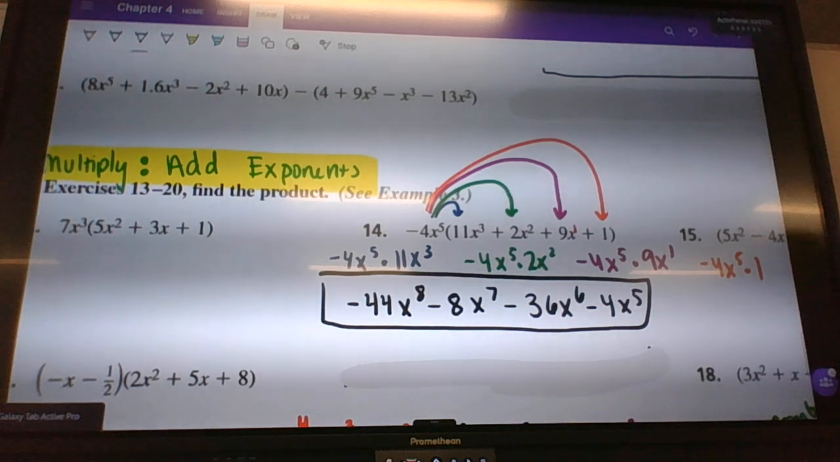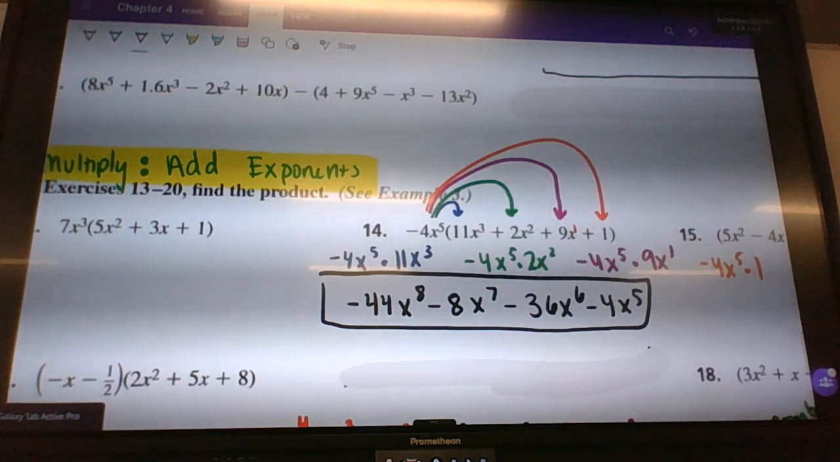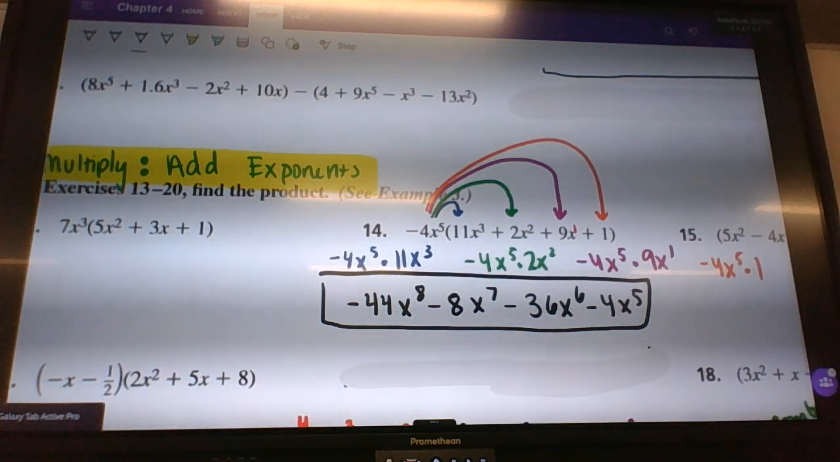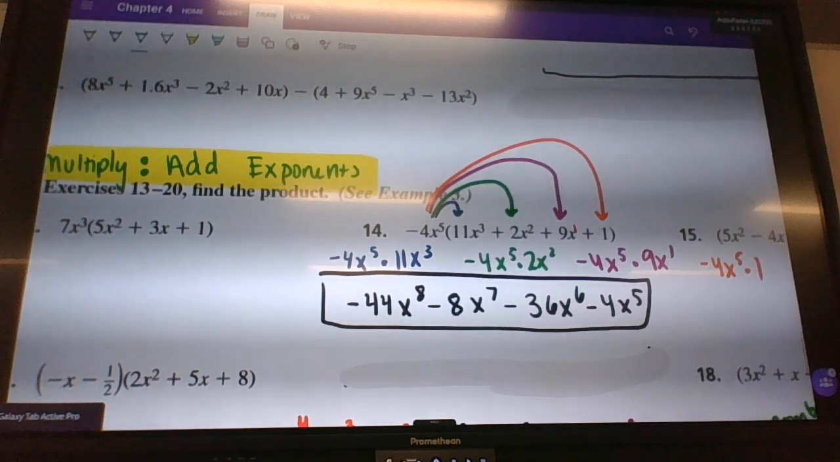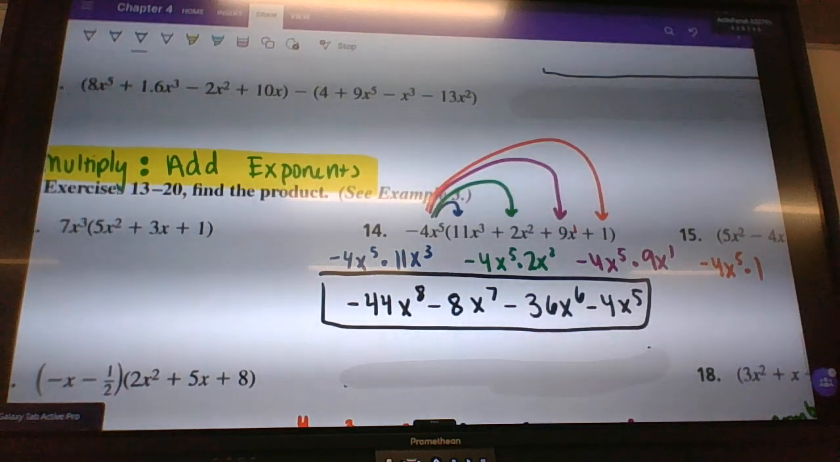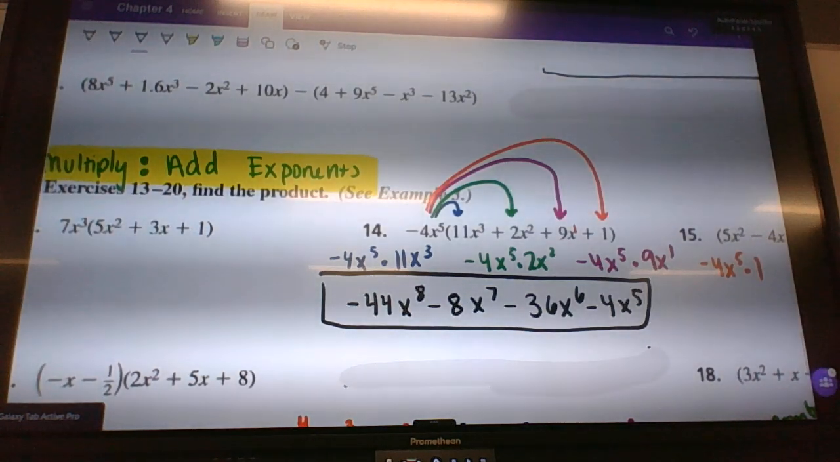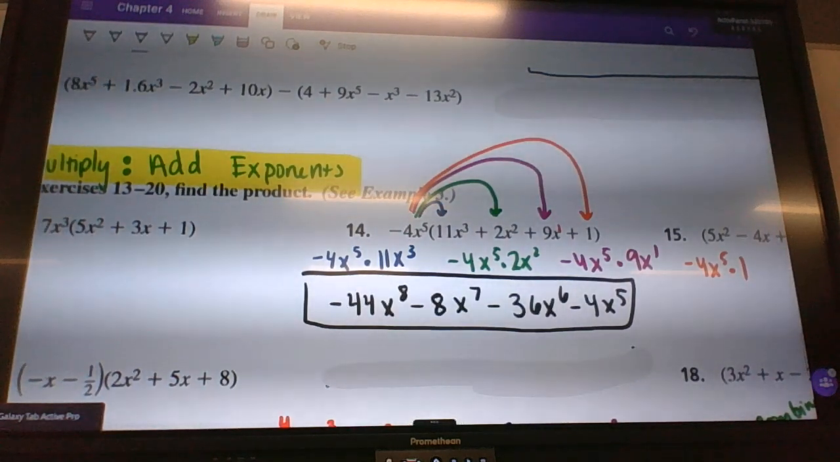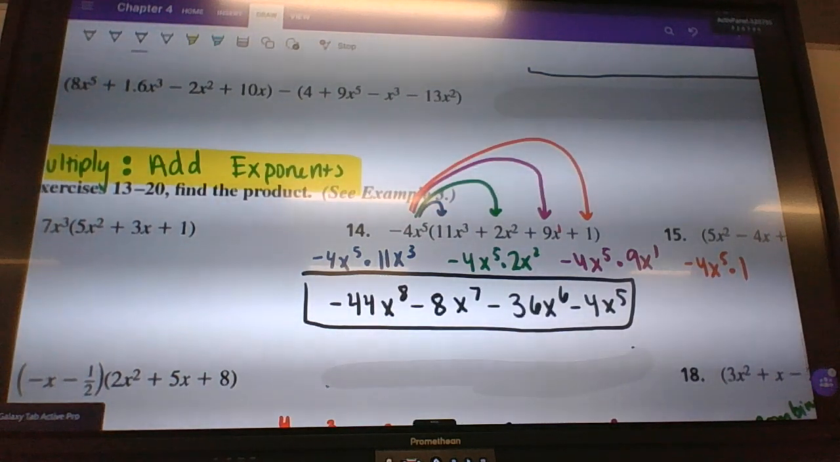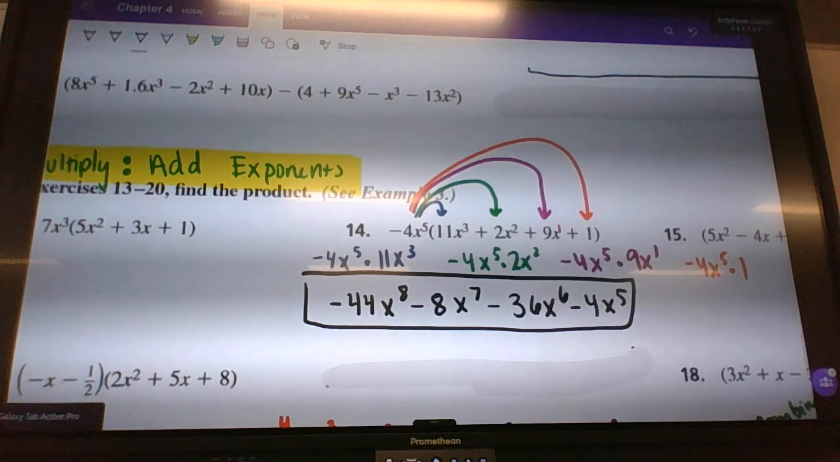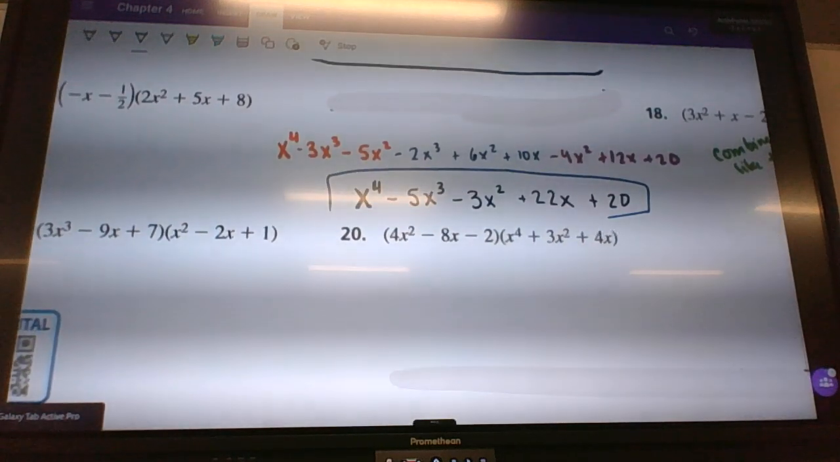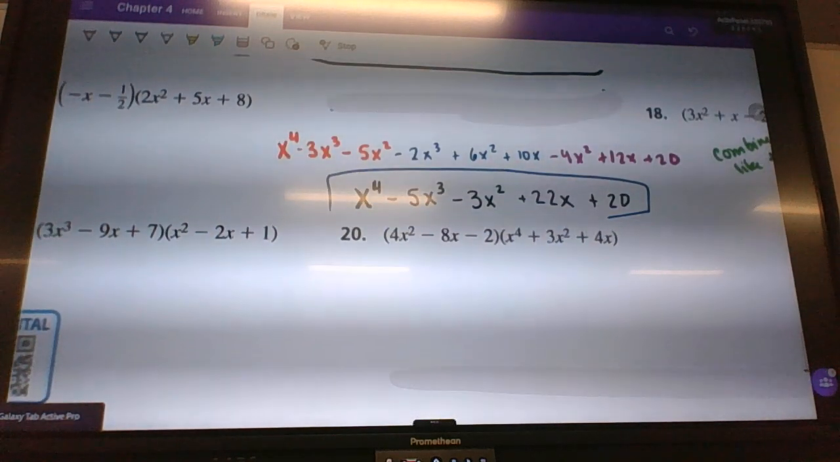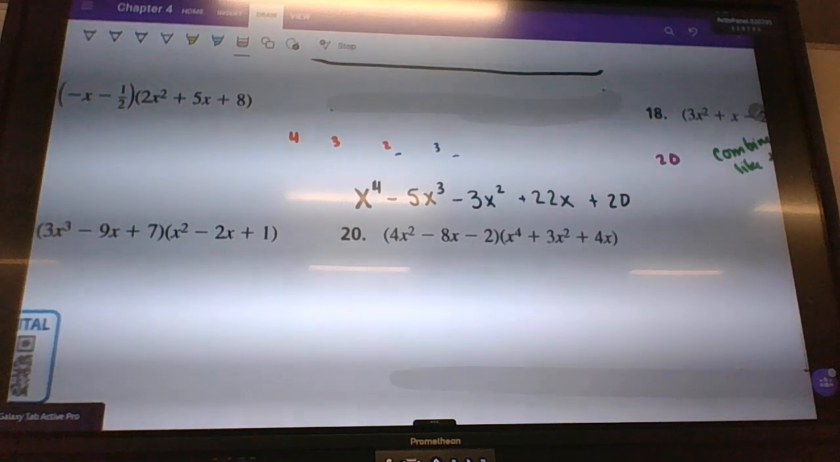Yeah, so that's a good summary. Multiply the coefficients, the numbers in front, add the exponents. You summarized that up pretty well. Any questions on 14? What's the next one I have up here? 20. Alright, 20. 20 is a doozy.